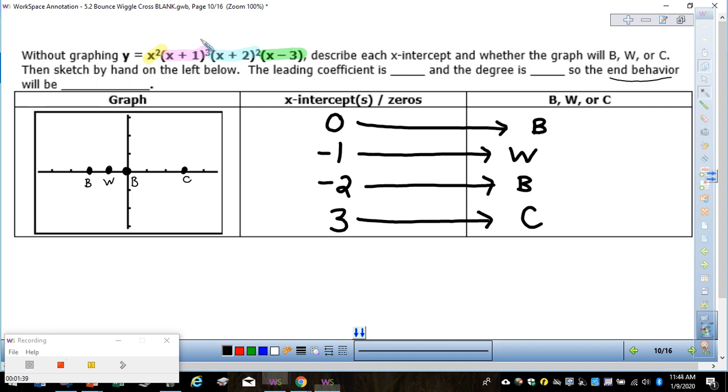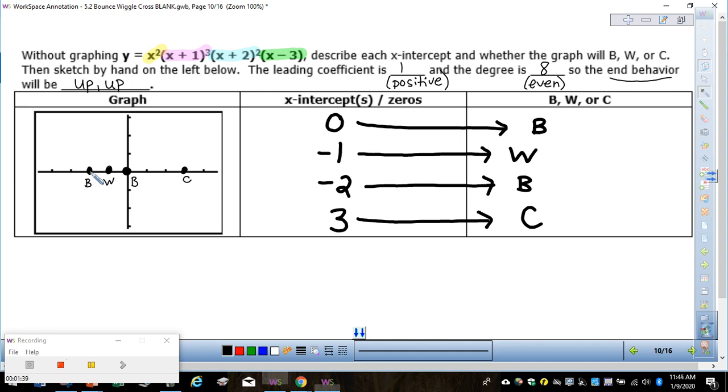So we're going to be doing 2 plus 3 plus 2 plus 1. So that's going to give us a degree of 8, which is even. And then the leading coefficient out in front is +1. So positive leading coefficient, even degree, it's kind of like the graph of y equals x squared. That end behavior is going to be up, up.